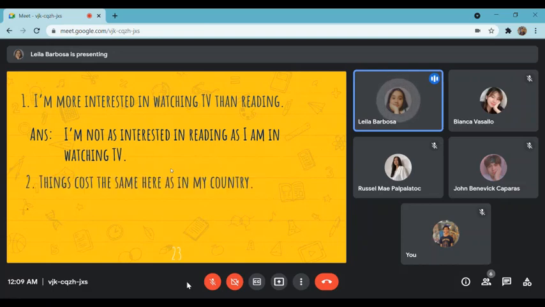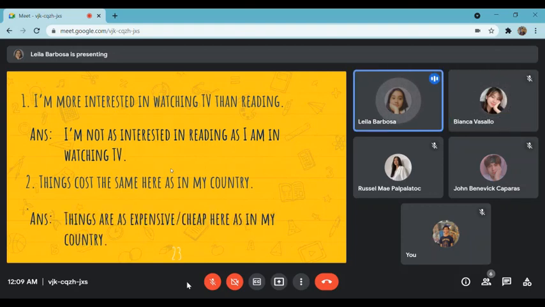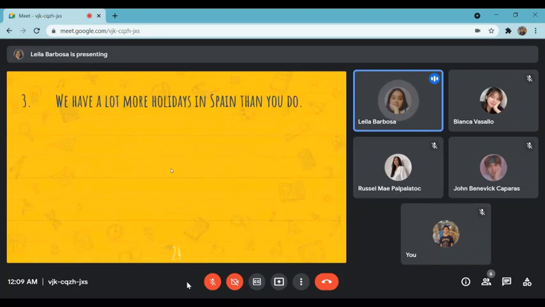So for number two, who would like to try? Yes, Bianca. Number two, things cost the same here as in my country. The answer is things are as expensive here as in my country. Okay, so let's check. So the answer is things are as expensive or as cheap here as in my country. So for our third sentence, who would like to try?